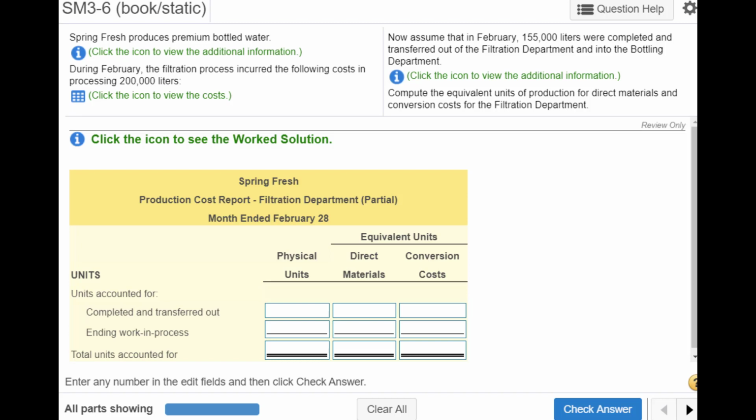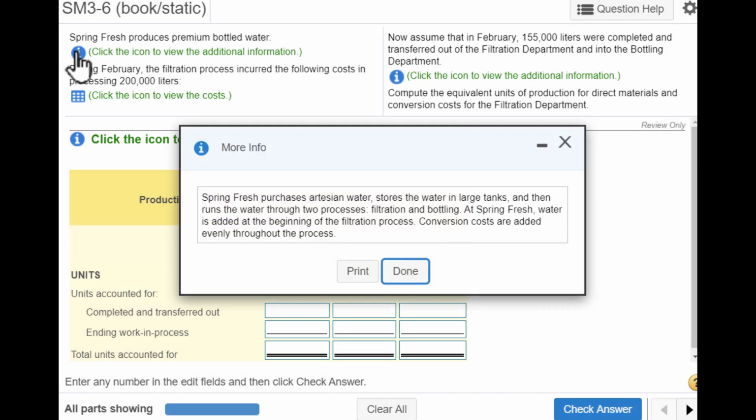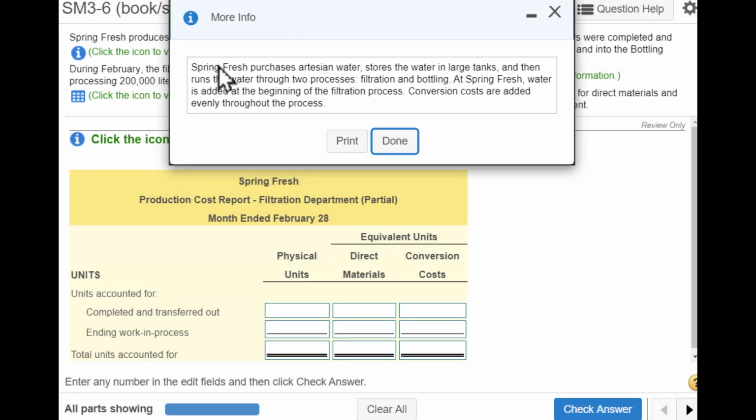Short exercise 20-6. We're going to calculate the equivalent units of production. So Spring Fresh produces premium bottled water. Click the icon to view the additional information. Spring Fresh purchases artesian water. They then store the water in large tanks, and then they run the water through two processes, the filtration process and then the bottling process.